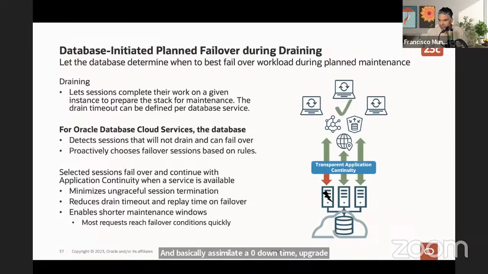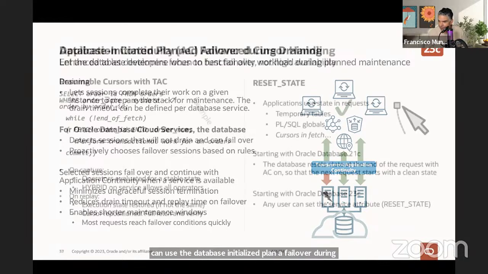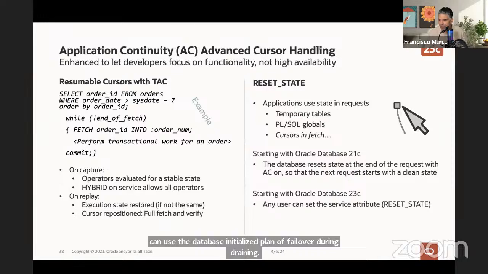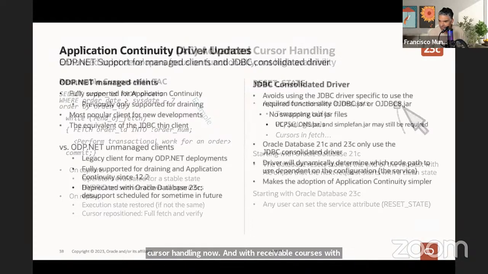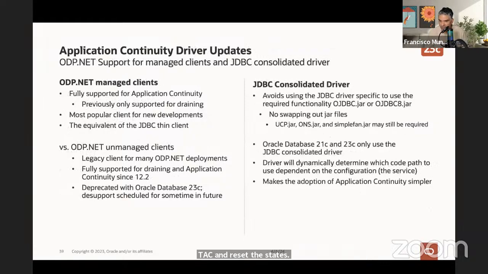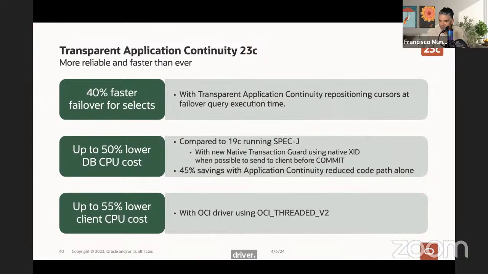You can use a database-initiated planned failover during draining. And also you have application continuity advanced cursor handling now, with resumable cursors with TAC and reset states. Also, application continuity driver updates: ODP.NET support for managed clients, and the JDBC consolidated driver. That's all new with 23c. Now in 23c, transparent application continuity has 40% faster failover for selects, up to 50% lower database CPU cost, and up to 55% lower client CPU cost too.